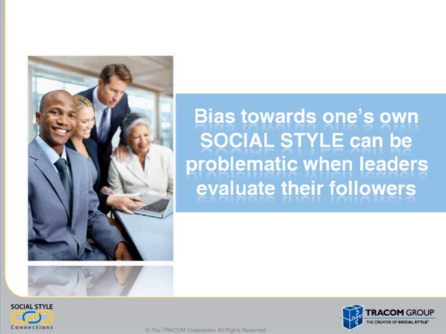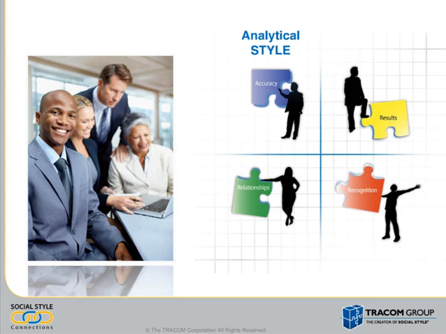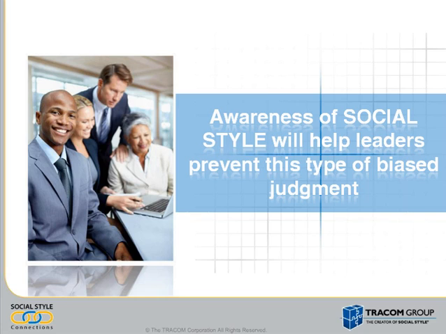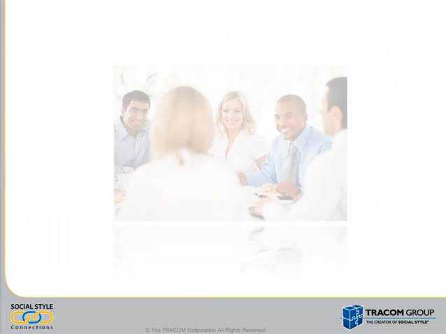The bias towards one's own social style can be problematic when leaders evaluate their followers. Leaders are likely to view followers with the same style as more capable, and therefore at a higher development level than followers with different styles. For example, an analytical style leader might judge an analytical style follower as more capable due to similarities in the ways they work and accomplish objectives. Unless the leader is aware of this bias, he may inadvertently make unwarranted and inaccurate judgments about followers' development levels.